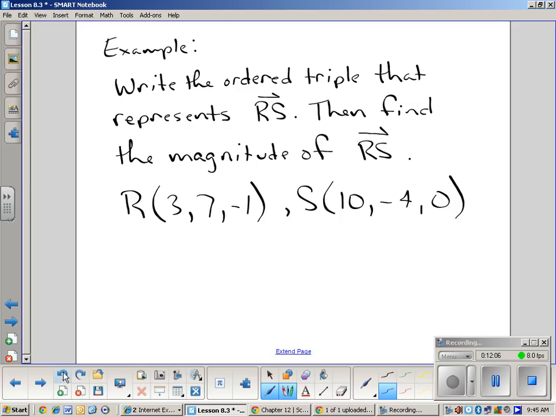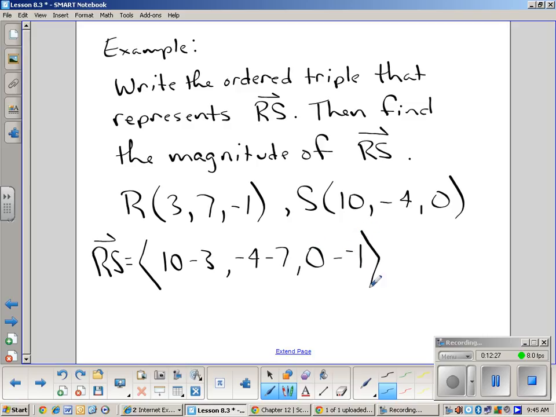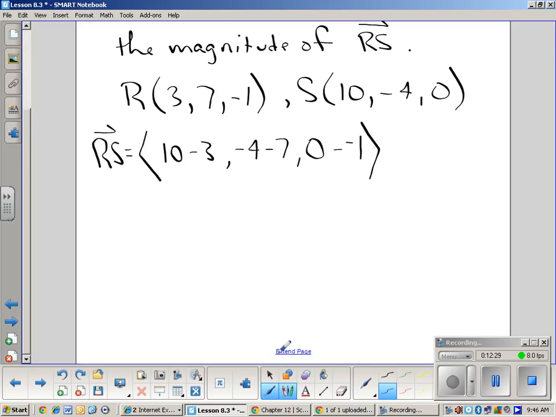And so how do I find the coordinates to vector RS? 10 minus 3. Negative 4 minus 7. And 0 minus negative 1. Oh, plus 1. Yeah. She's going slow for me because it's notes and we don't want to lose anybody. And so she wrote that perfectly.